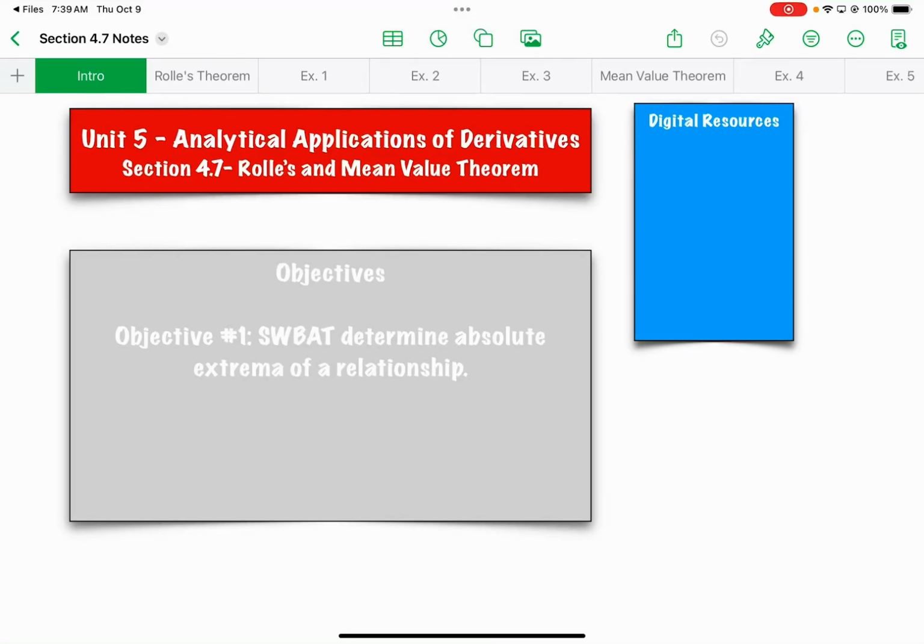This really goes right along with the things that we were learning throughout chapter 4 so far. The big thing we looked at was how we can use the derivative to find out more information about our function. In Rolle's theorem and mean value theorem, still same thing. We're just diving into derivatives.